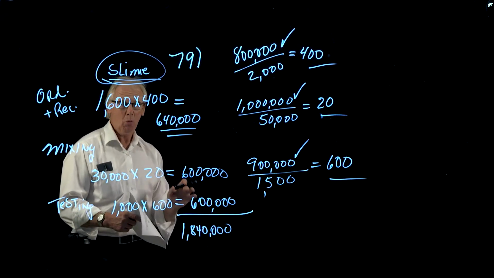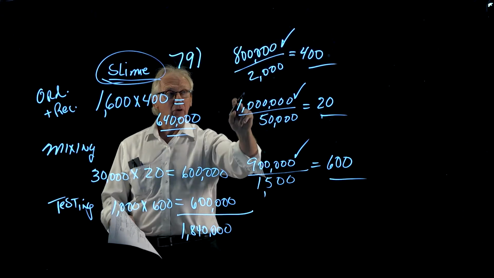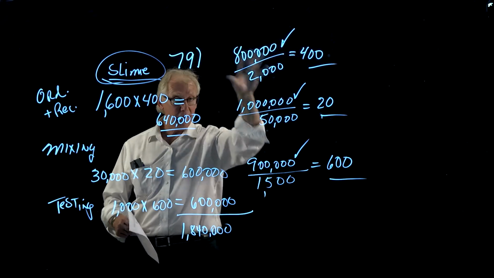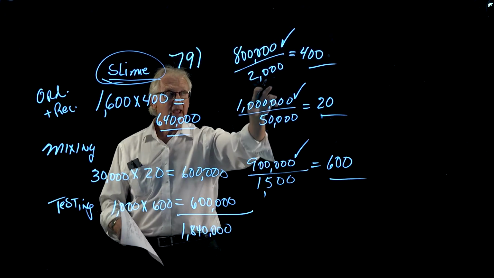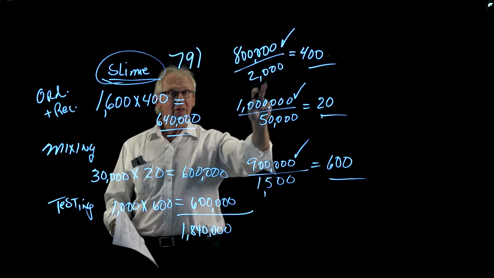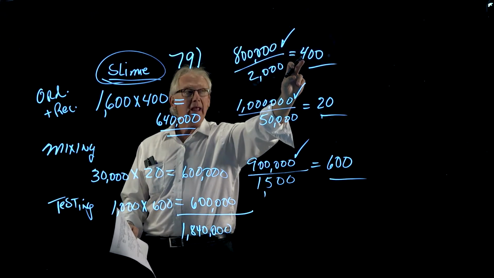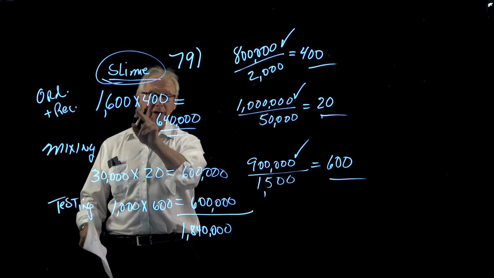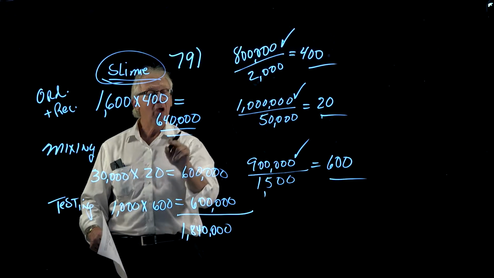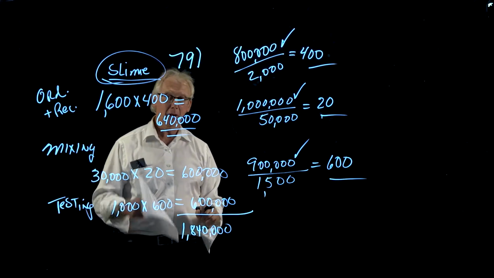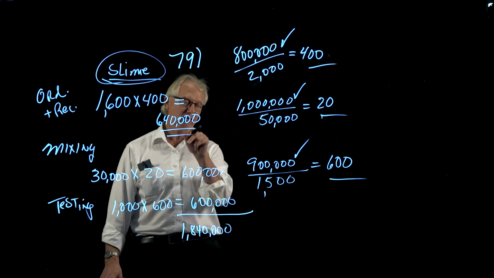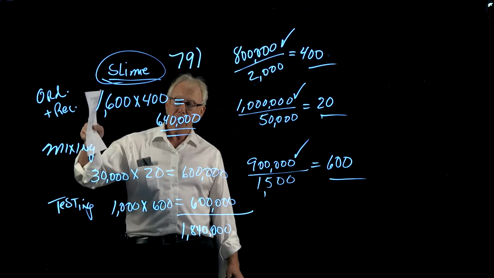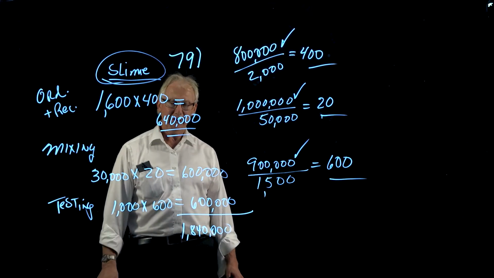So again, what we did was we looked at the estimated overhead and we put it over the total driver of everything, all the products that are produced. And we came up with a rate. That rate, that 400, is $400 per ordering and receiving move. So if we have 1,600 moves for slime, we allocate $640,000. 1,600 times 400, we allocate $640,000 of overhead to slime for the ordering and receiving activity.